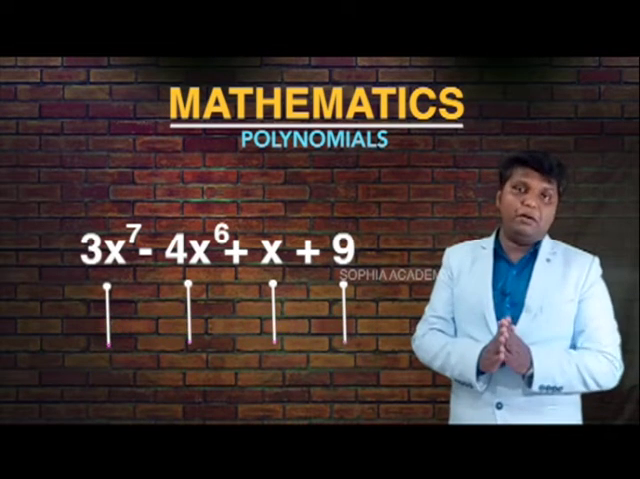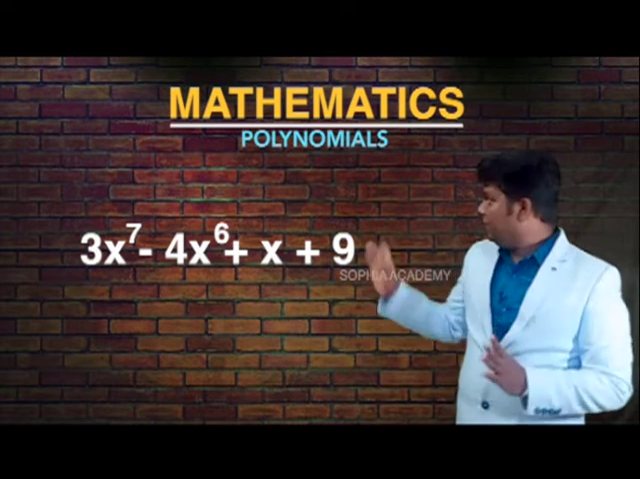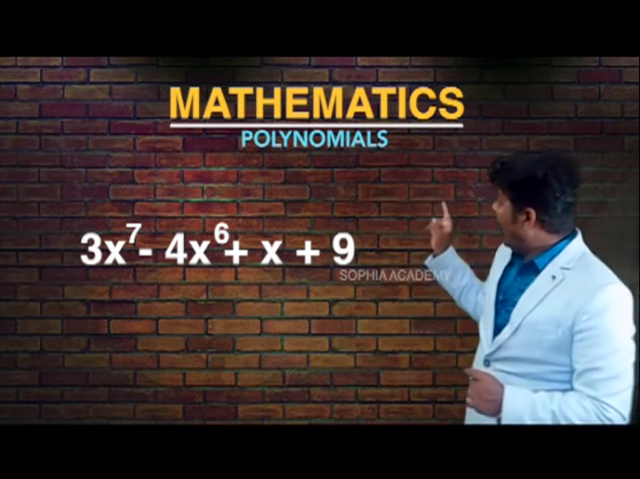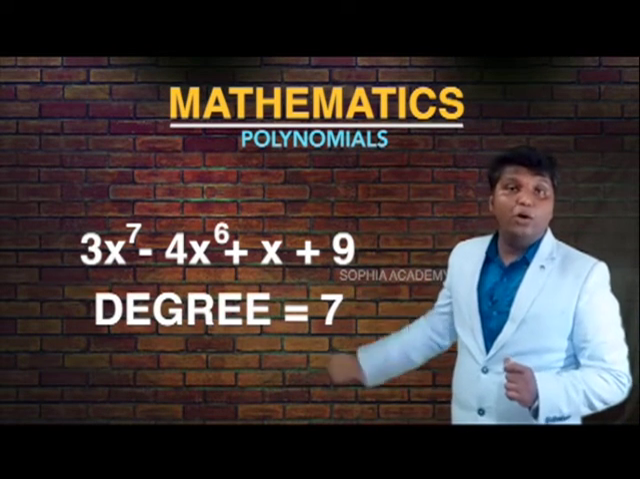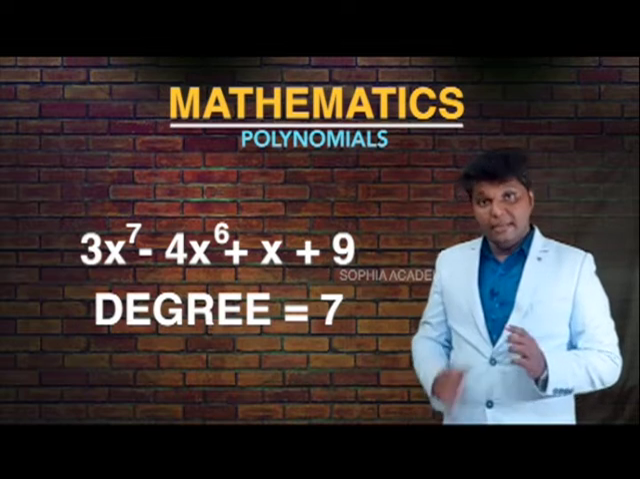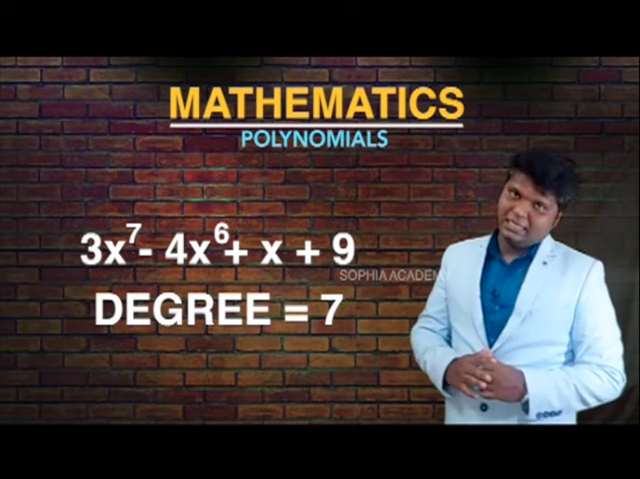So here, in these 4 terms, tell me which of these has the highest power? What is the highest power? 7, right? 7 is the highest power. So we can say, as the highest power is 7, the degree of this polynomial is 7.